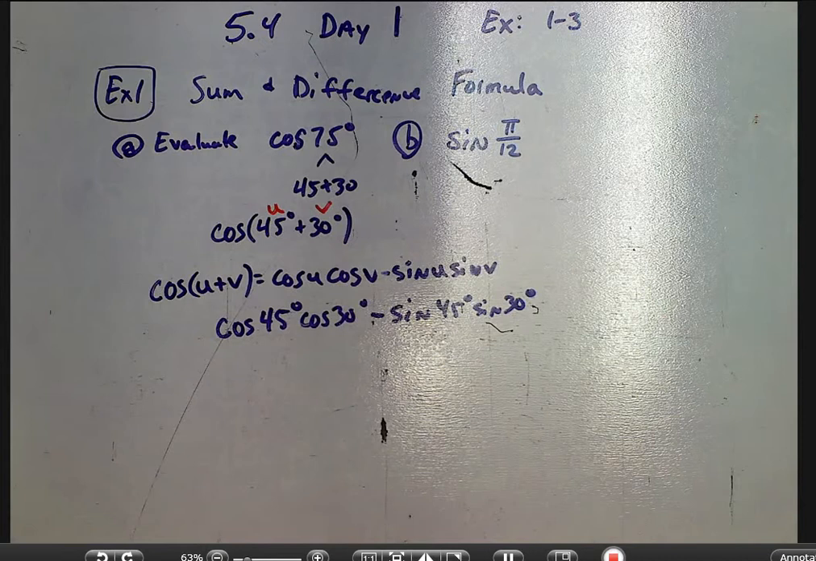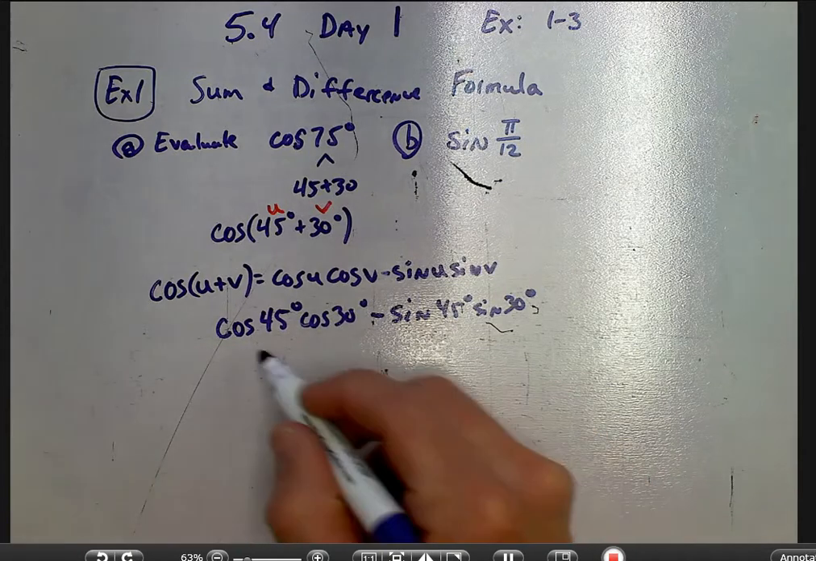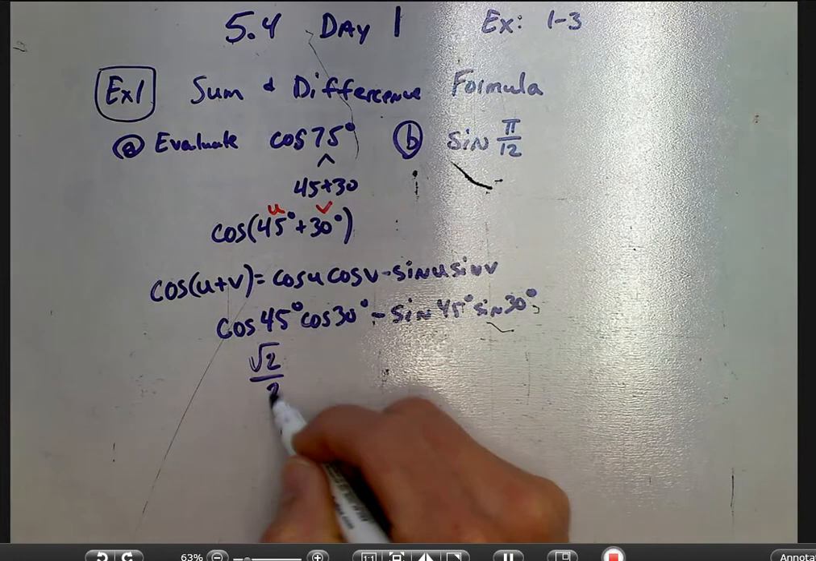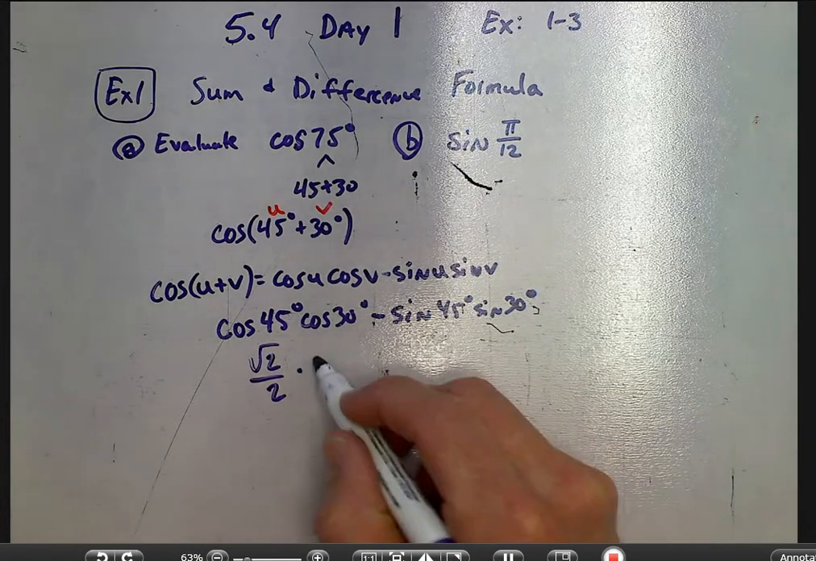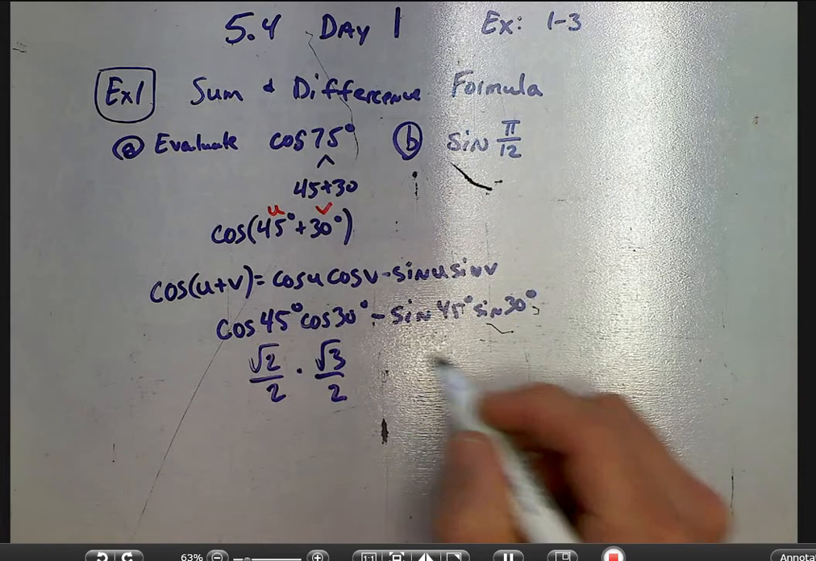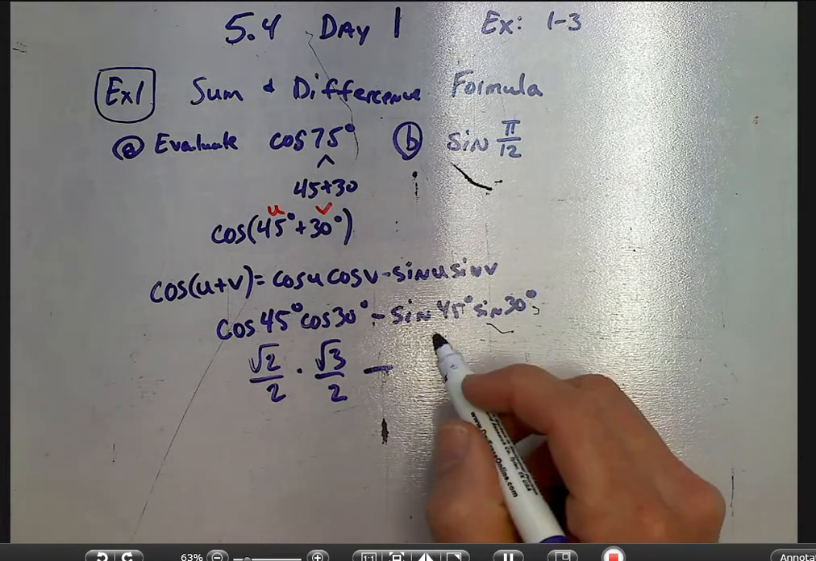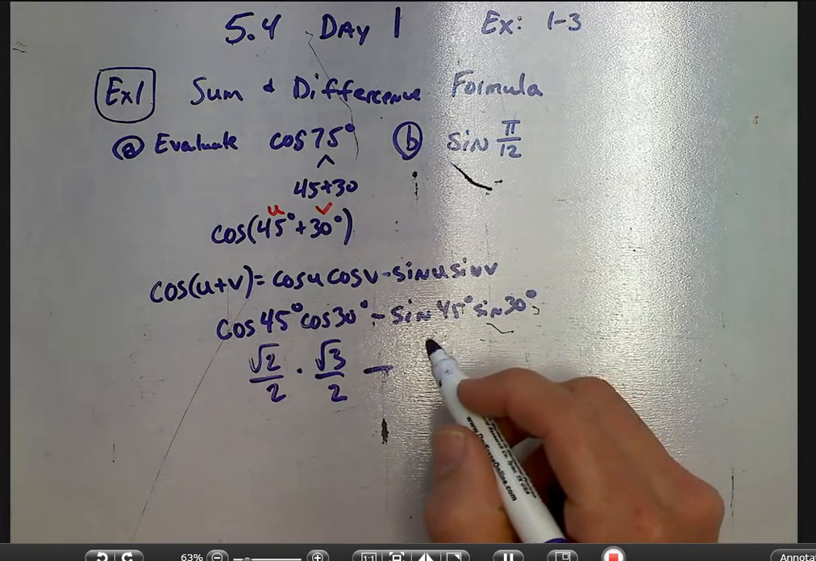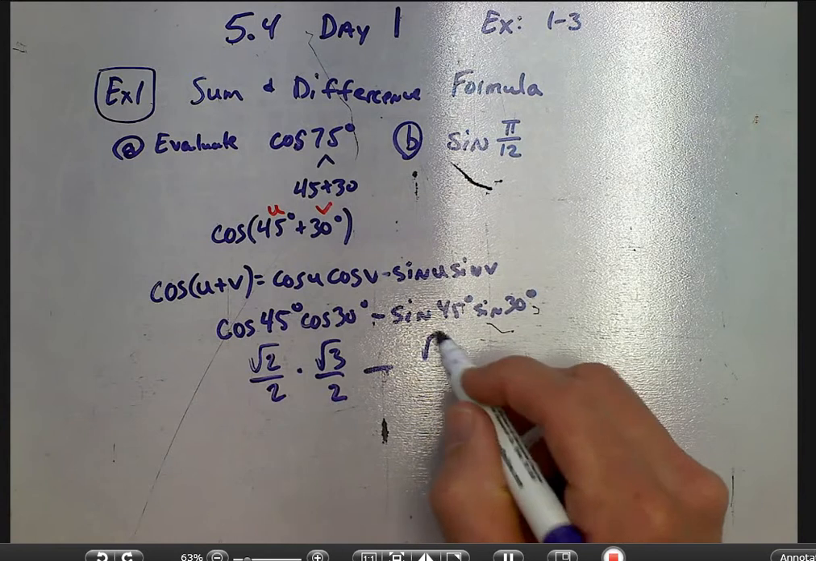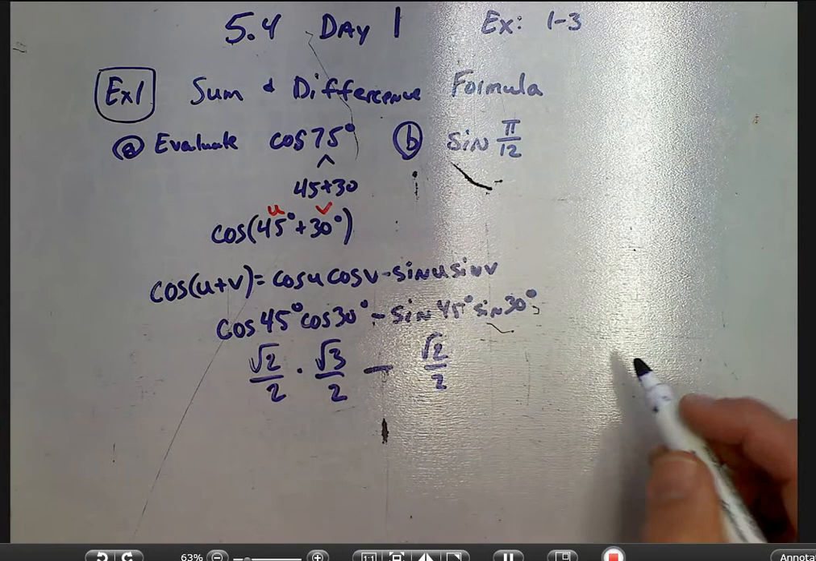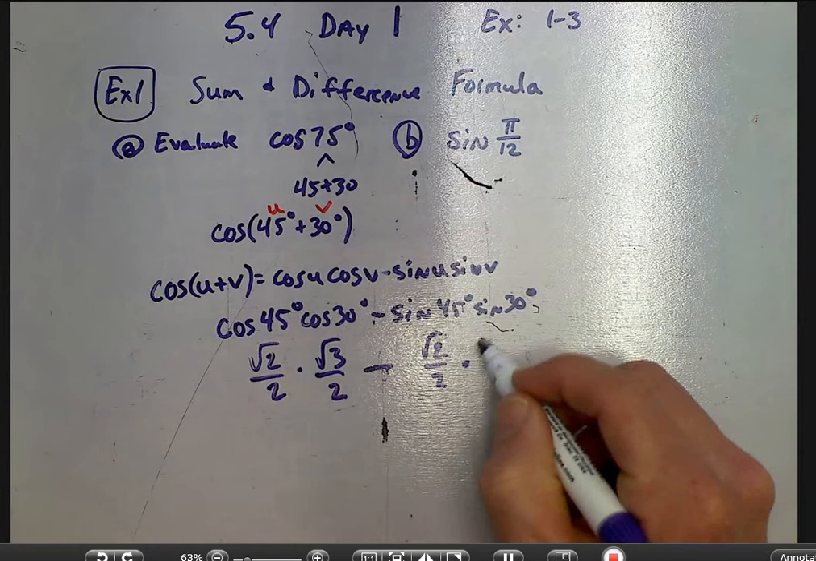I'm going one step at a time, nice and slow. The cosine of 45, if you have your circle in front of you, it'll make this a lot easier, is square root 2 over 2. The cosine of 30 degrees is square root 3 over 2. The sine of 45 is the square root of 2 over 2. And the sine of 30 is a half.